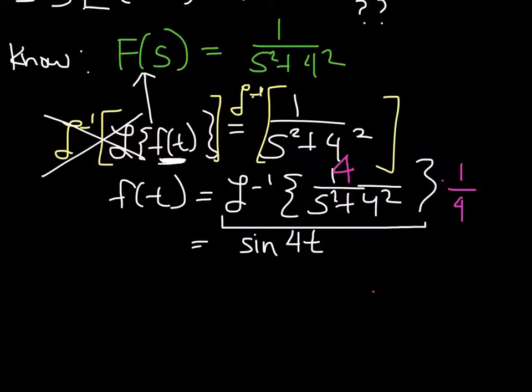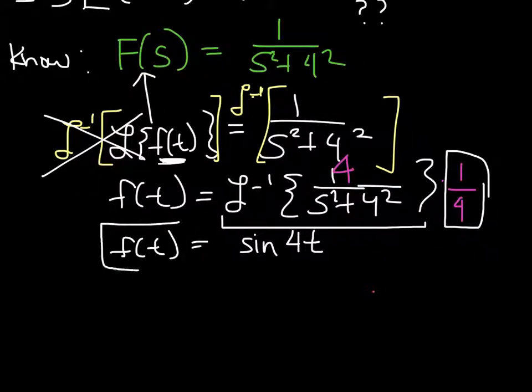So, again, we have our 1/4 here, so I just want to be careful with our notation. Our f of t is equal to this right here. But remember, it's not just sine of 4t. We have this unit step function, and we also have a shift here.